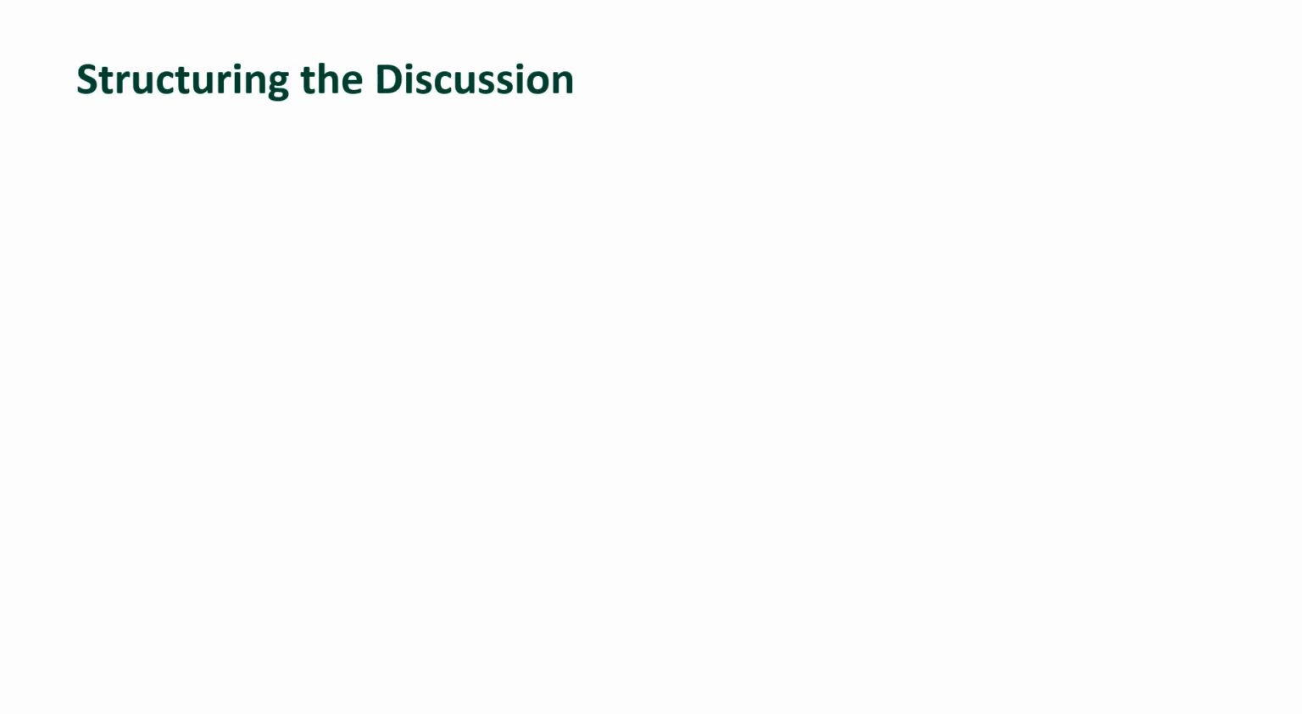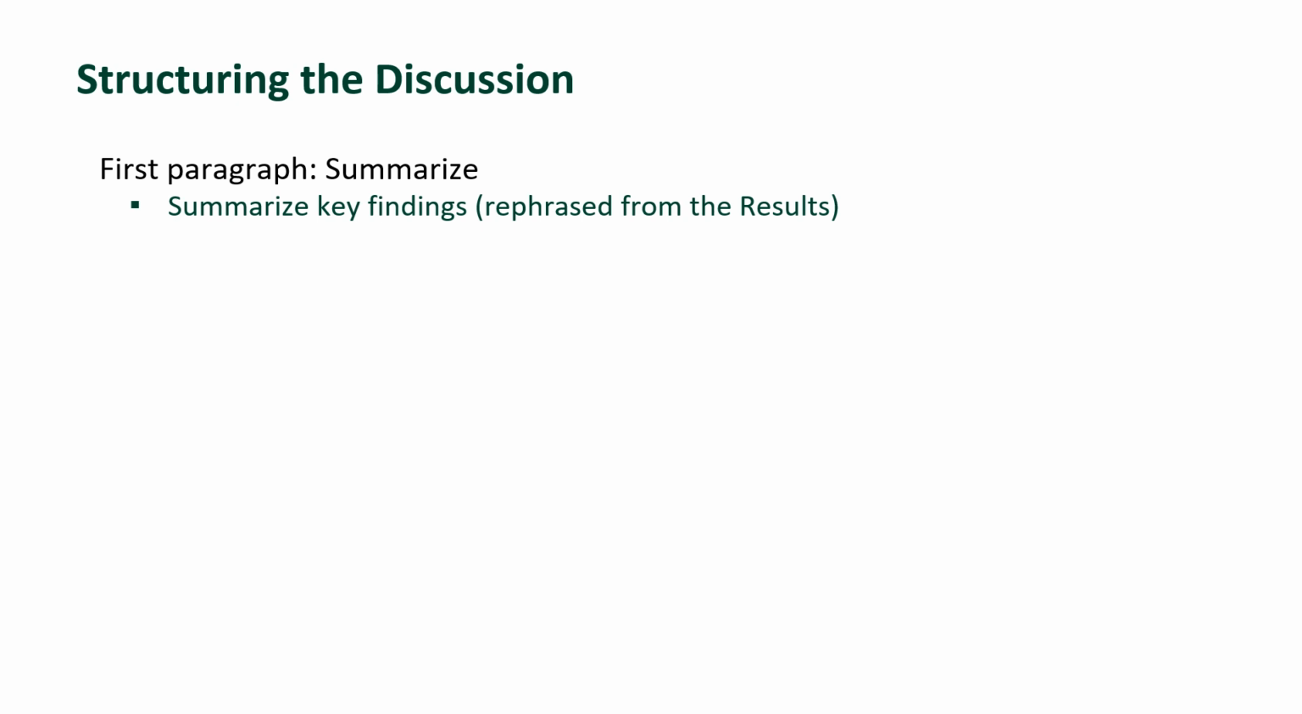Okay, so the discussion is not a haphazard mix of paragraphs and words and some statements. Rather, it's a well-structured piece of writing. So there are 5 steps or groups of sections that you find in the discussion section. And the first part is the first paragraph. It summarizes the key findings.